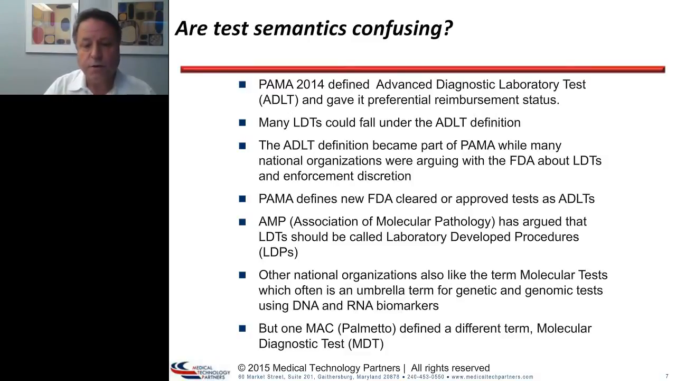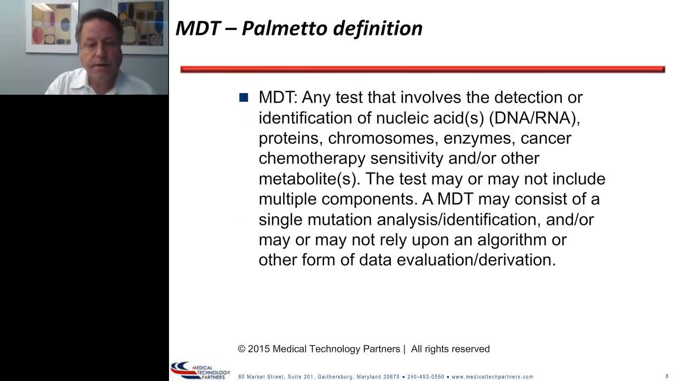Other national organizations also like the term molecular tests, which is often a term used for genetic or genomic tests that use DNA and RNA biomarkers. But one MAC, Palmetto, defined a different term for a molecular diagnostic test. Palmetto, which has been the most active in defining reimbursement policy in the country among the Medicare contractors, defined an MDT as any test that involves the detection or identification of nucleic acids like DNA and RNA, proteins, chromosomes, enzymes, cancer chemotherapy sensitivity, or any other metabolite.